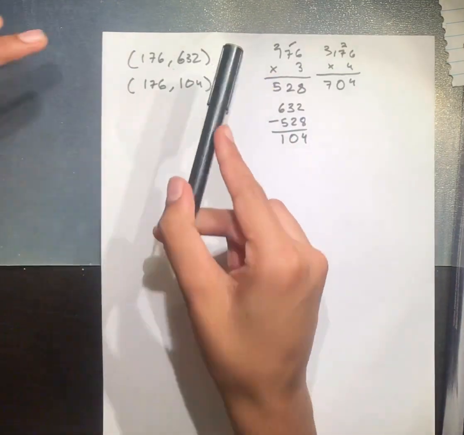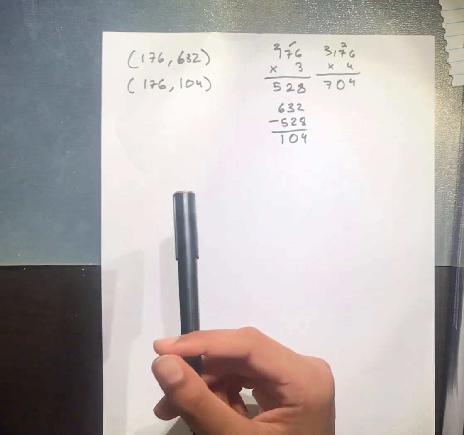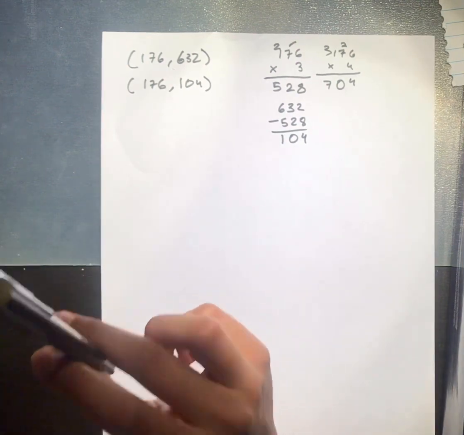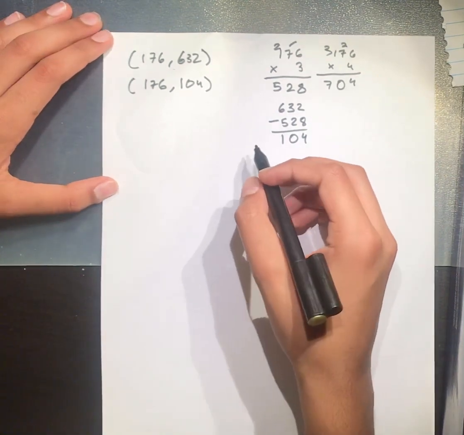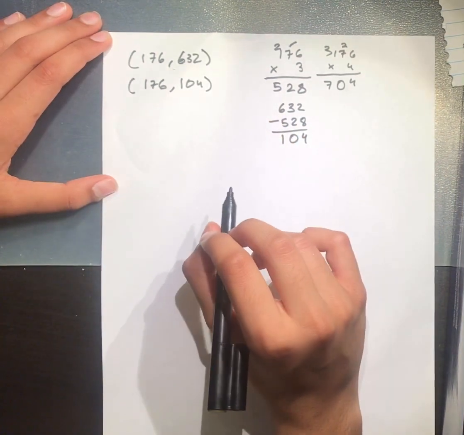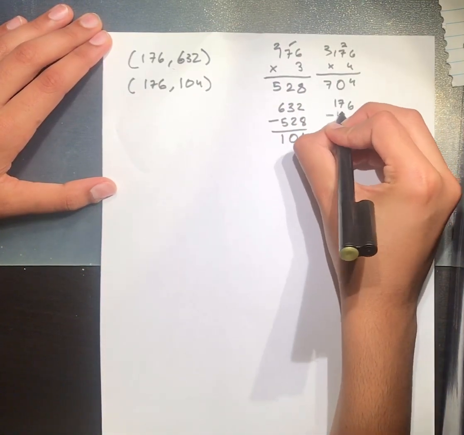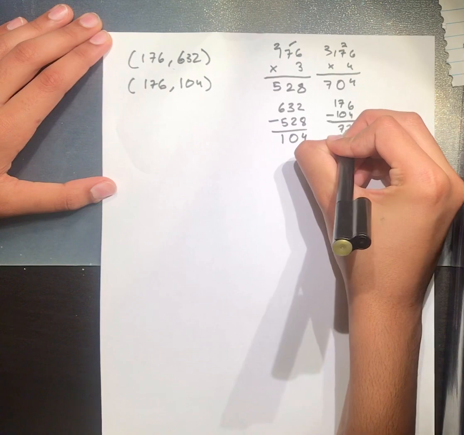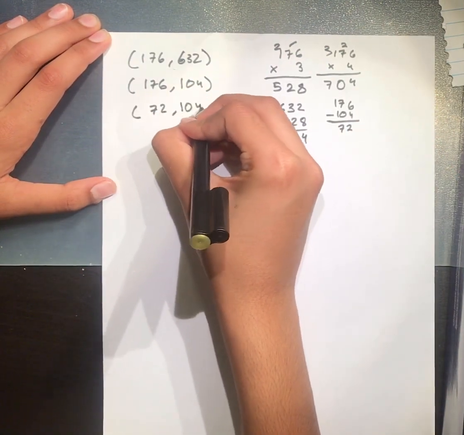I recommend that you write each step out like this, even though it might take a lot of space and a lot of time. But if you try skipping steps, you might get mixed up, and if you get mixed up, then it's not going to help. So now how many times does 104 go in 176? It obviously goes in once, and 176 minus 104 is 72. So this would be 72 and 104.